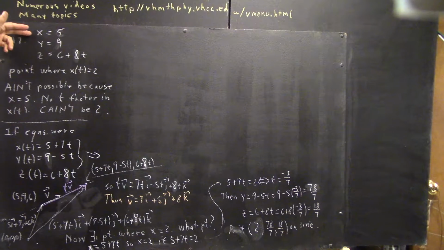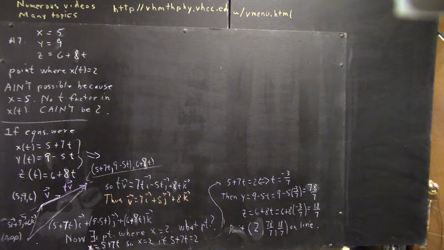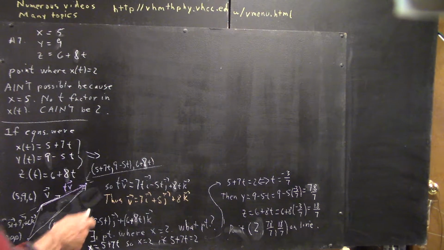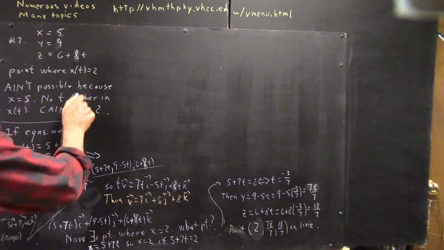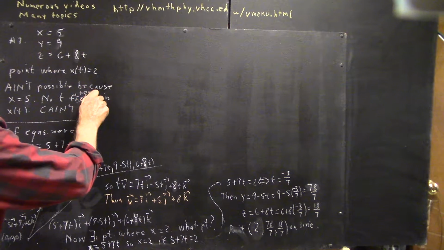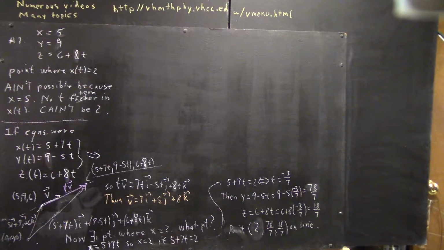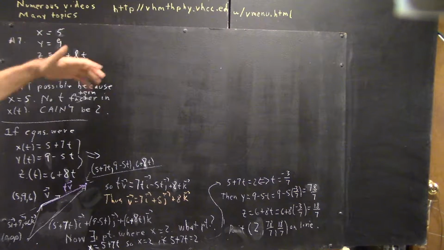there's no way we can make x equal 2. X is 5, and that's what it is. So I say that point where x equals 2 ain't possible because x is 5. There's no t term in x of t, so it just can't be 2.